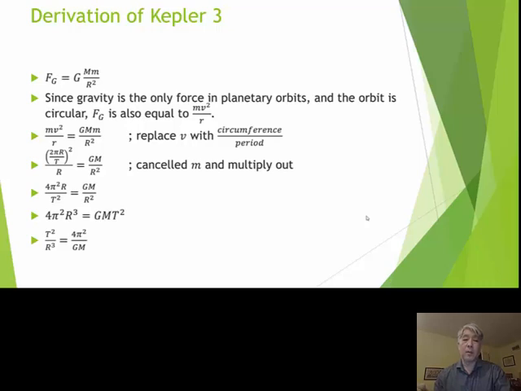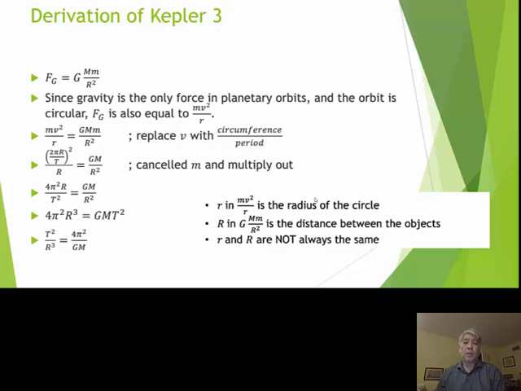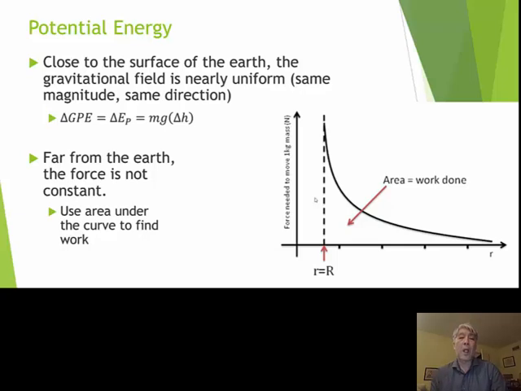In particular, it's going to be important to realize that little r in m v squared over r is the radius of the circle. It's the radius of the moon's orbit. Capital R, however, is the distance between the objects. Little r and big R are not always going to be the same. We'll see that when we start doing binary star calculations.